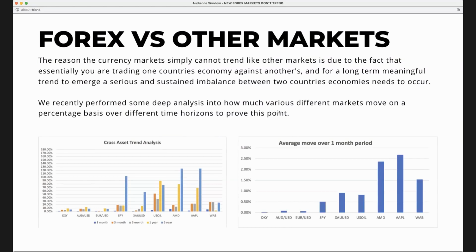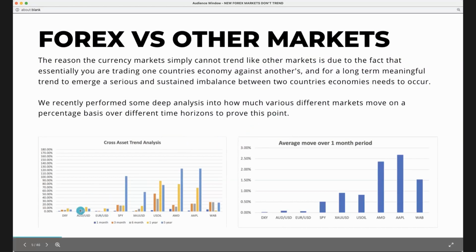So the chart that I want you to really pay attention to is this one down here where it says cross-asset trend analysis. What we're interested in here is, if you see the dollar index, the blue line is 1 month, the orange line is 3 months, the gray line is 6 months, the yellow line is 1 year, and then the blue one, again, is 5 years.